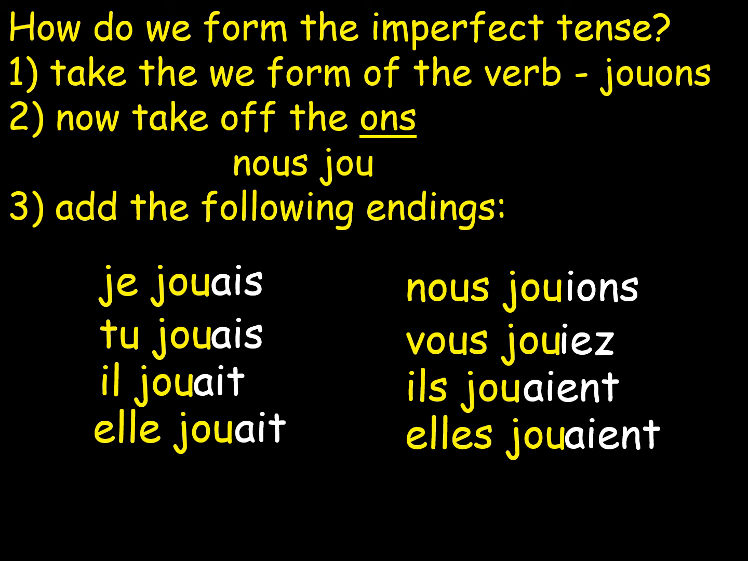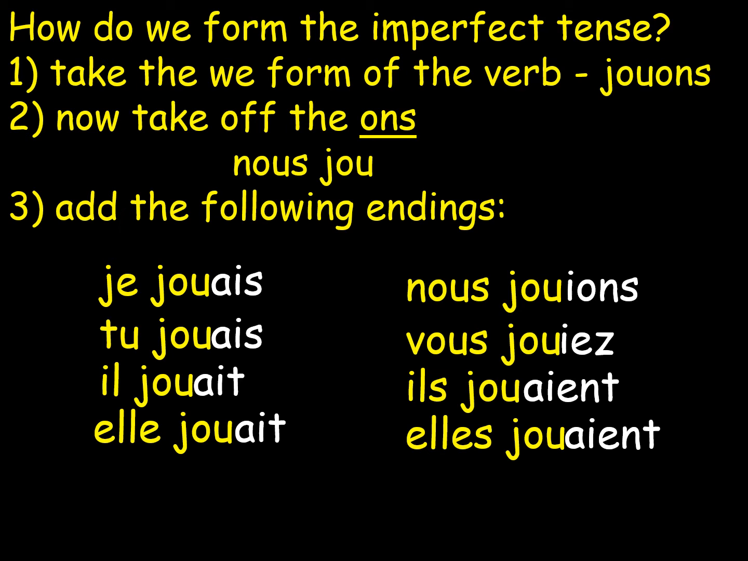And again, we have to try and learn these endings as well now. We've already talked about learning different endings. And again, you can go on YouTube and try and find them, for example, or try and come up with your own song or something, but we need to try and learn these endings. Like I said, this is really for year 10 and 11 because we're getting to more advanced level now, but we need to try and learn the endings. AIS, AIS, AIT, IONS, IEZ, AIENT.